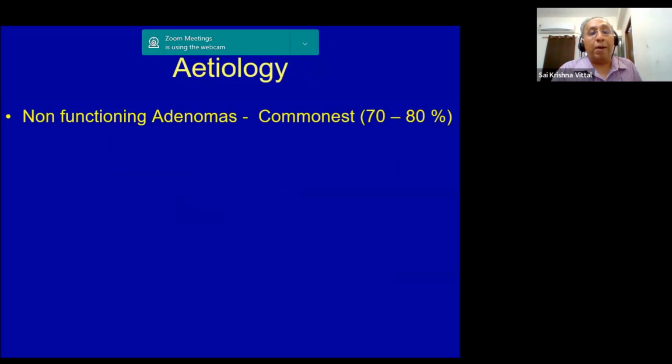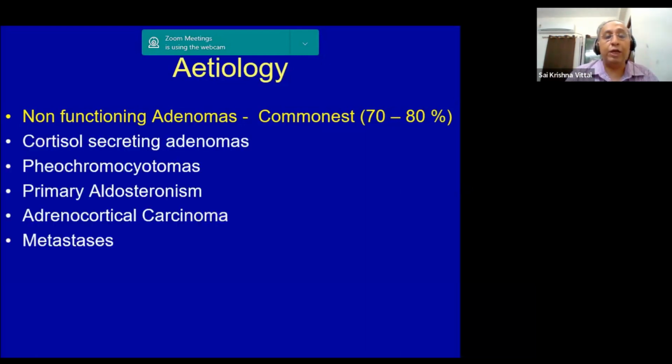There is no gender bias in adrenal incidentaloma. Coming to the etiology, the commonest is a non-functioning cortical adenoma, which constitutes probably 70 to 80% of all cases of incidentalomas.